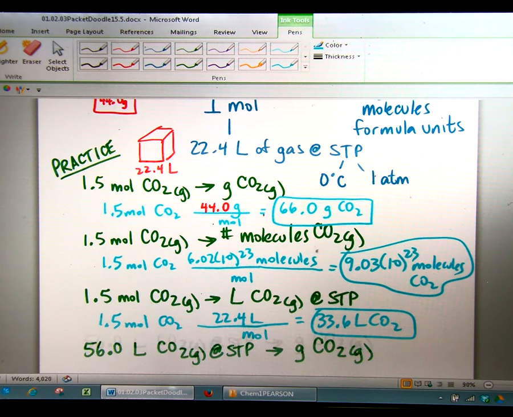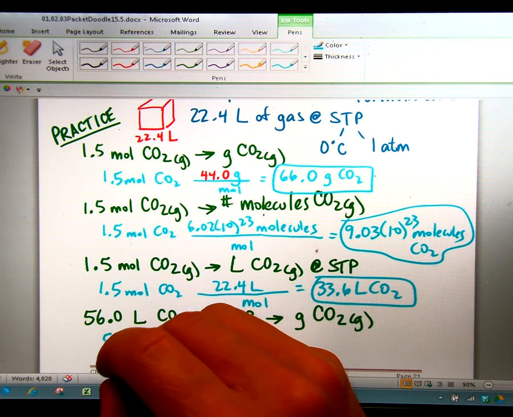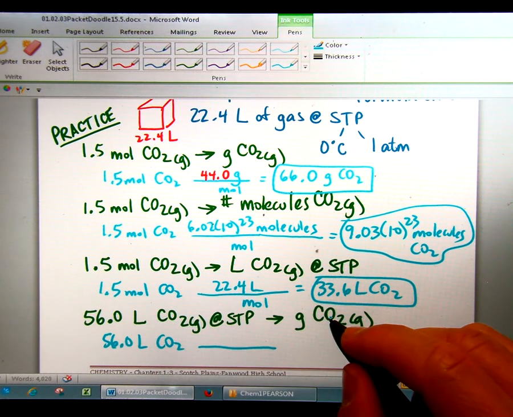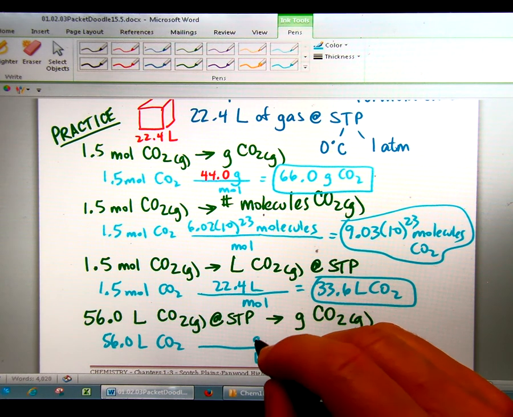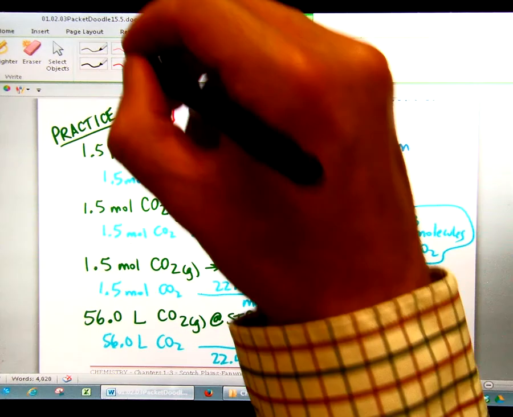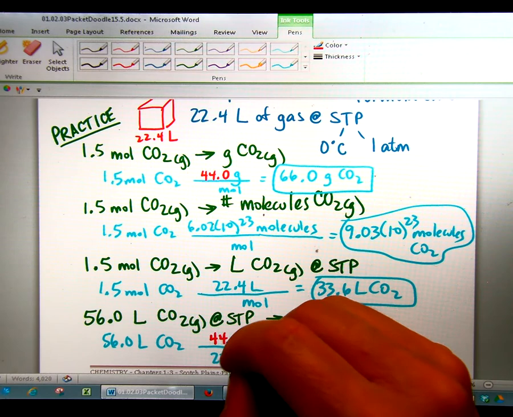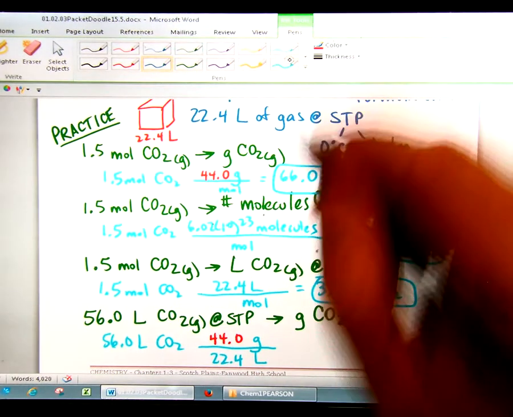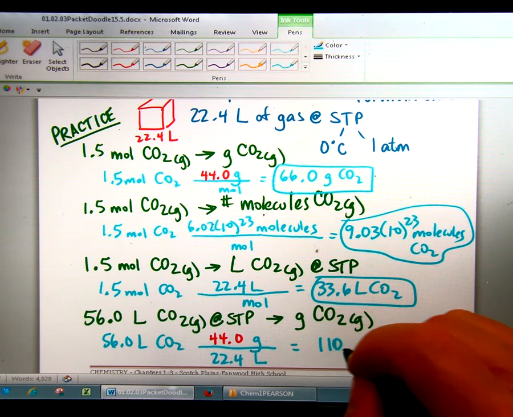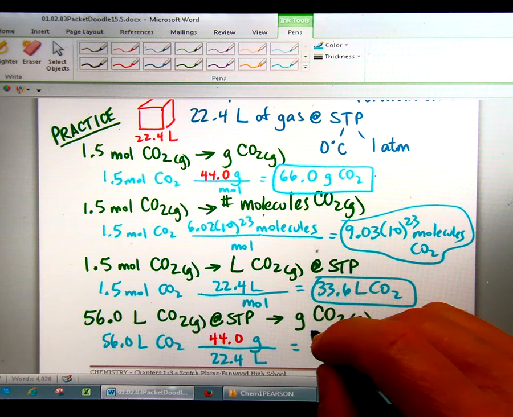And lastly, what if we have the liters? So I have 56.0 liters of CO2, and I want to get it into grams. So I want to get rid of liters and go to grams. Well, the liters is always 22.4 per mole. And the grams, from the top where we added it up, was 44.0 grams. So now, when you do the math for this, you're going to do 56 times 44 divided by 22.4, and you're going to get an answer of 110. So that's going to be 110 grams of CO2.